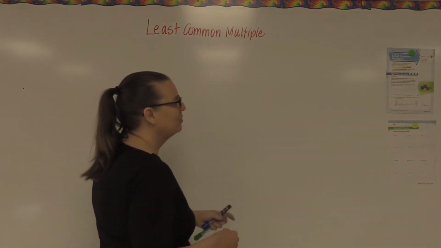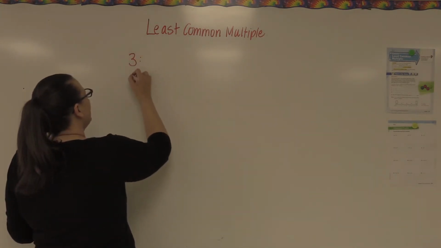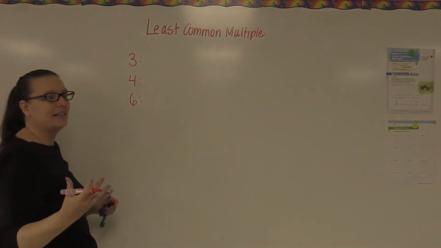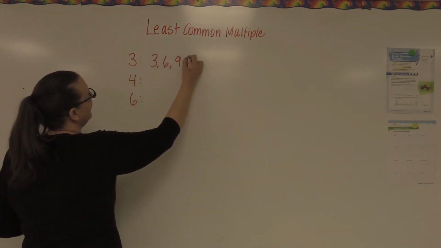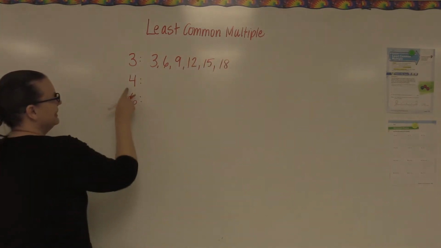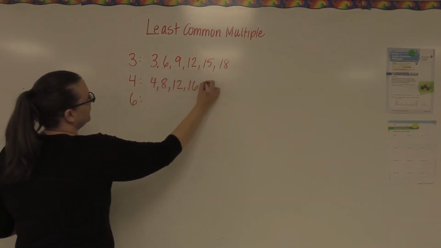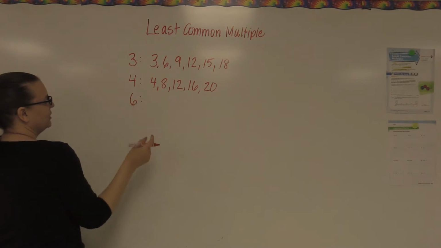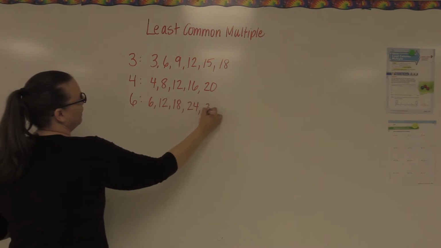So the way that we do that is we're going to create a list of multiples. That's why you have some lines on your paper there. So we're going to do it for the 3, the 4, and the 6. When we're listing multiples, basically it's just counting by that number. So 3, 6, 9, 12, 15, 18, right? I'm just counting by 3s. Now I want to do the same thing for 4. 4, 8, 12, 16, 20. All right. How about for 6? 6, 12, 18, 24, and 30.